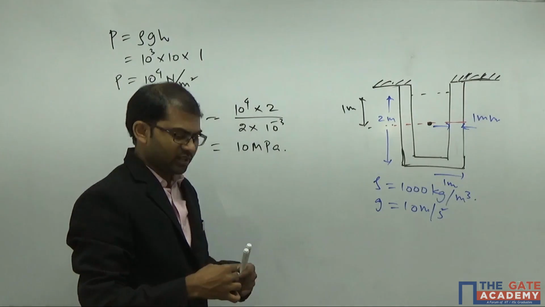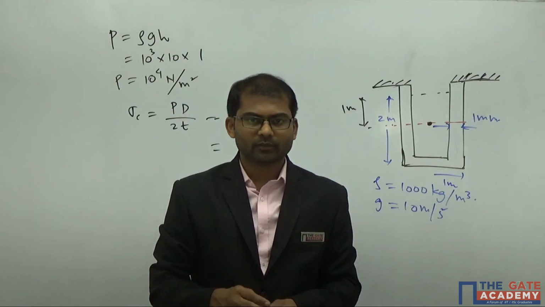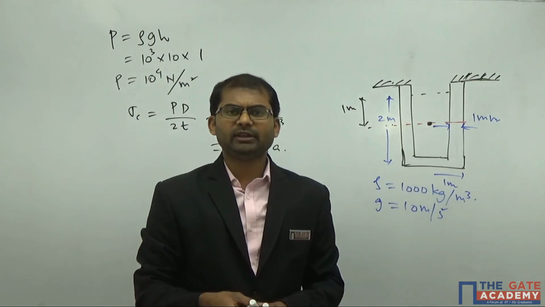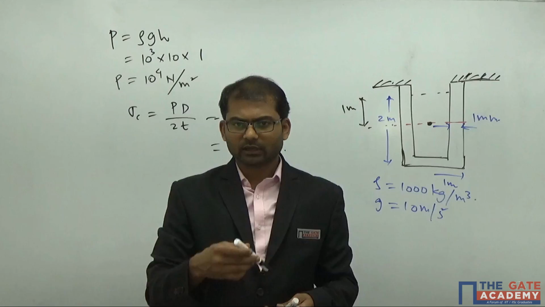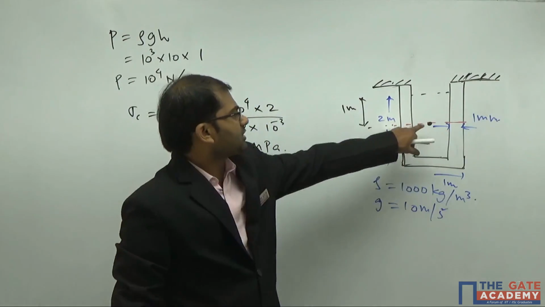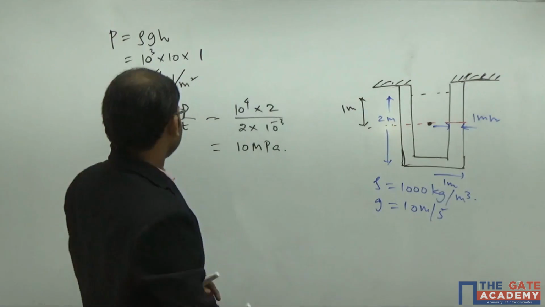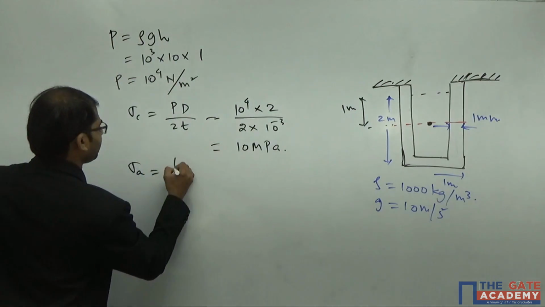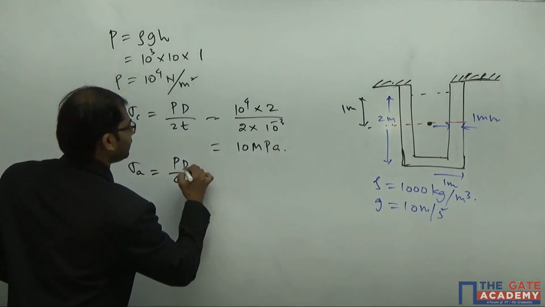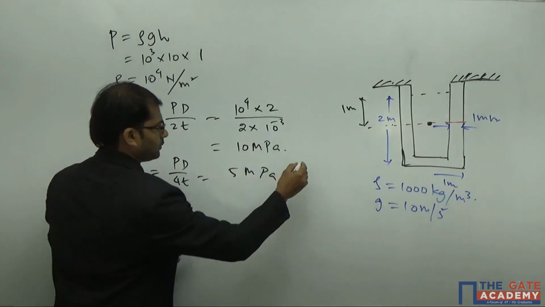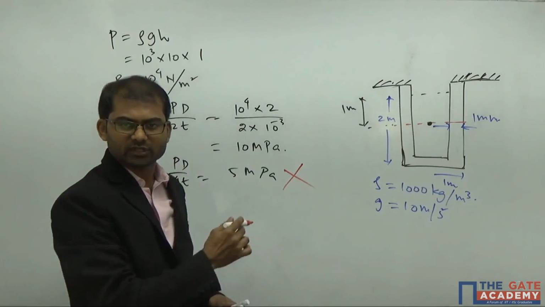Now we are coming to the most important one. We have to get the value of axial stress here. Many people consider that the pressure here is directly 10 power of 4 Newton per meter square. So simply sigma A will be given by P d by 4t and we'll get it as 5 megapascal. This is wrong because there is a difference here.